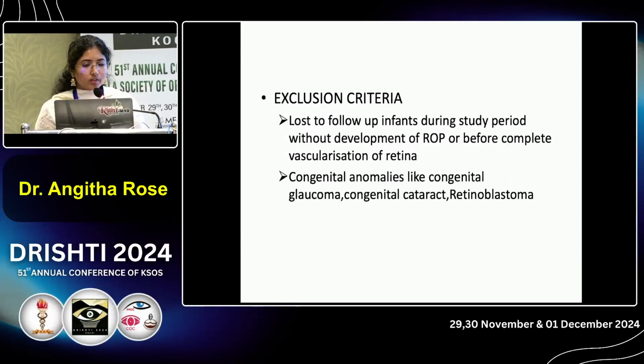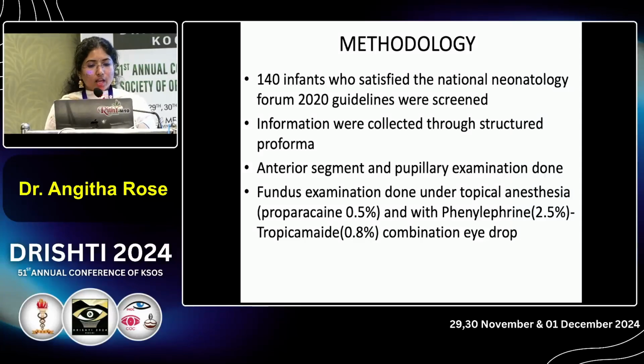Those infants who were lost to follow-up during the study period without development of ROP, or before complete vascularization of the retina, were excluded, and those having media opacities due to congenital anomalies like congenital glaucoma, congenital cataract, and retinoblastoma were also excluded. 140 infants who satisfied the National Neonatology Forum 2020 guidelines were screened.